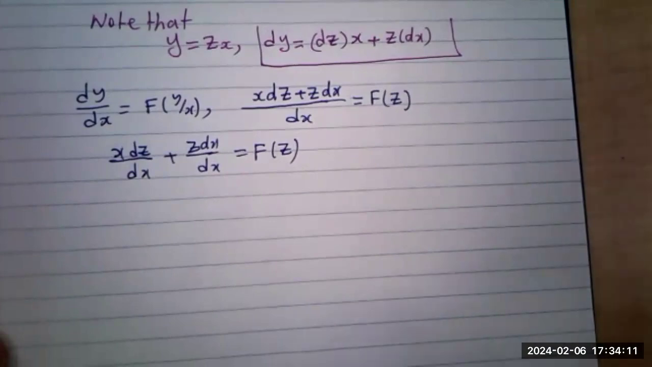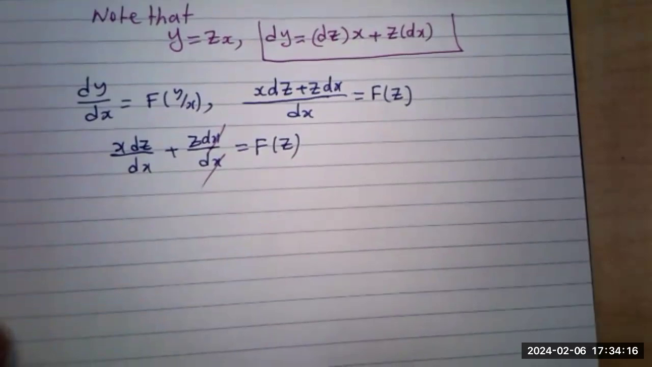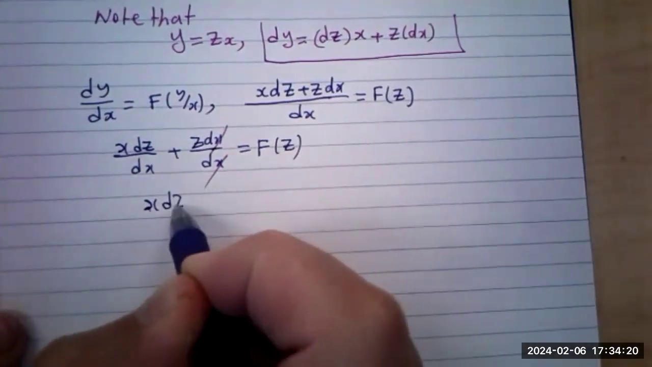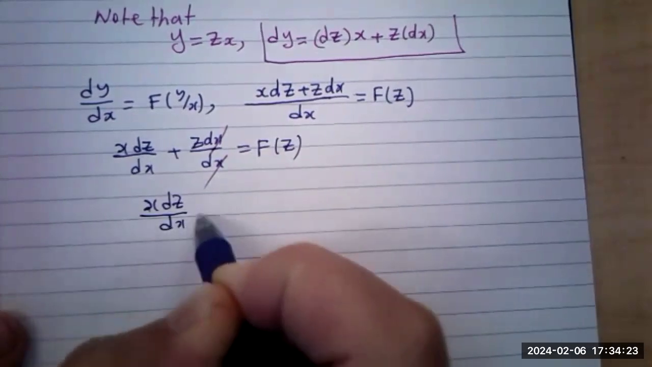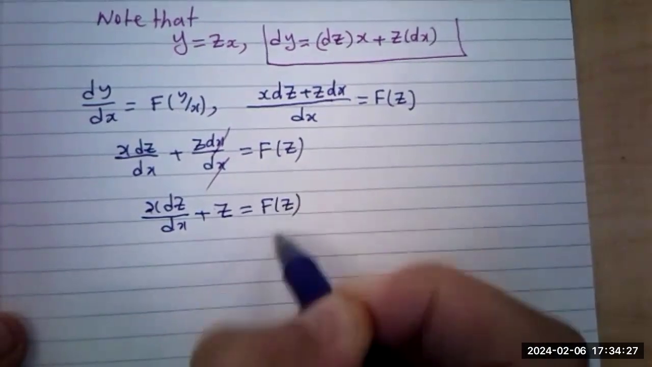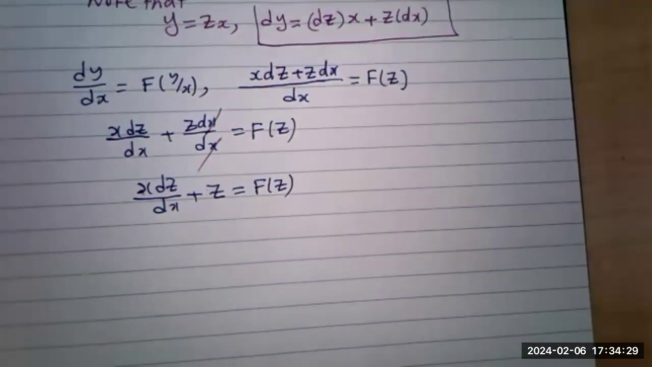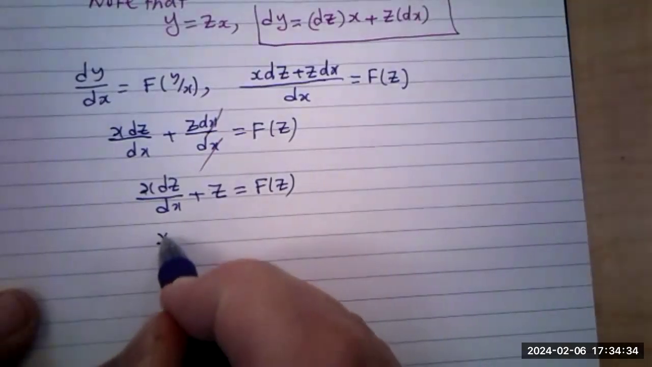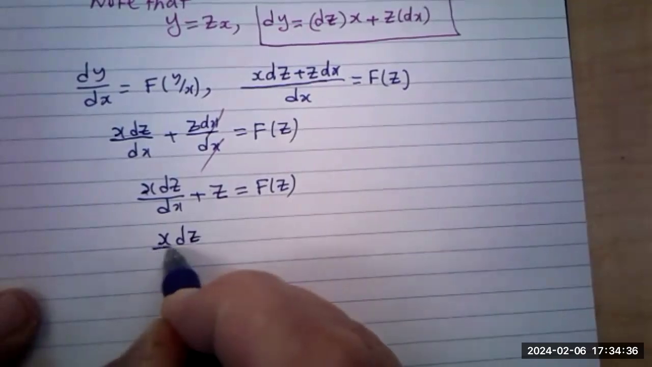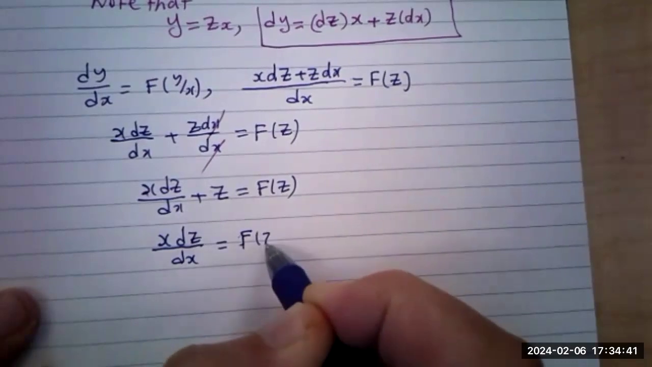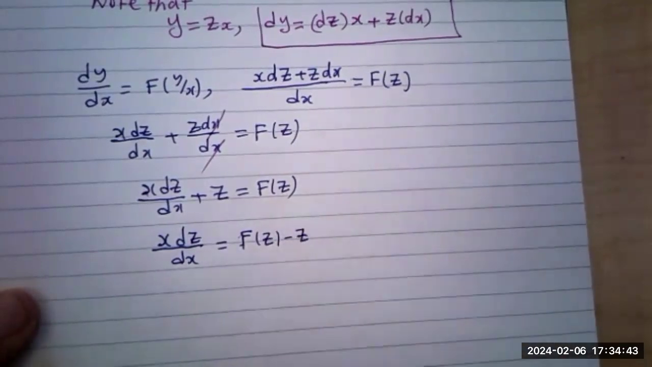Now I can simplify the differential of x. The leftover is going to be x dz over dx plus z equal to f of z, because dx over dx is simple. So move the z to the other side. That gives you x dz over dx is equal to f of z minus z.